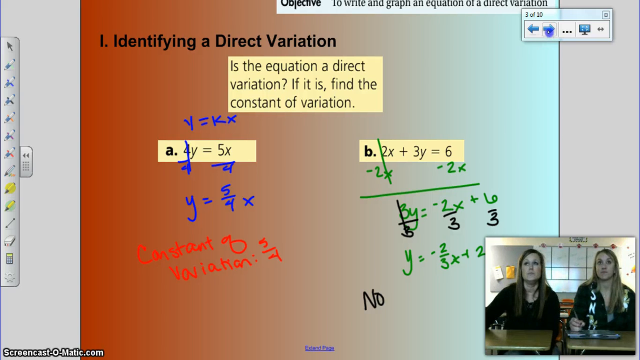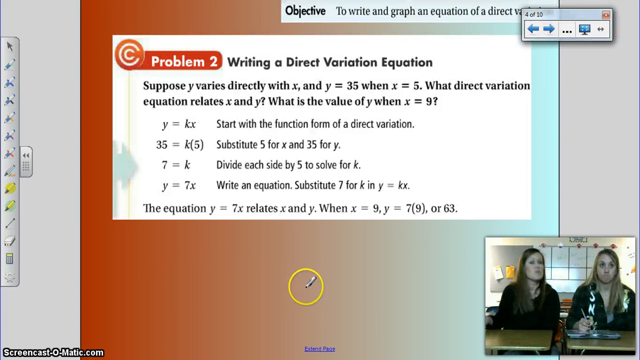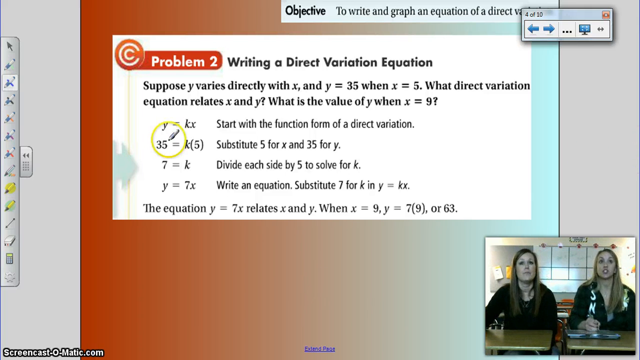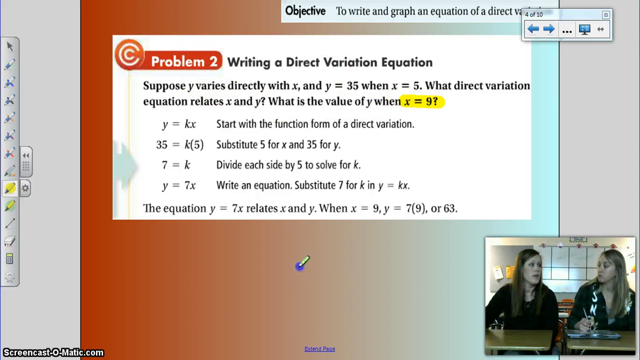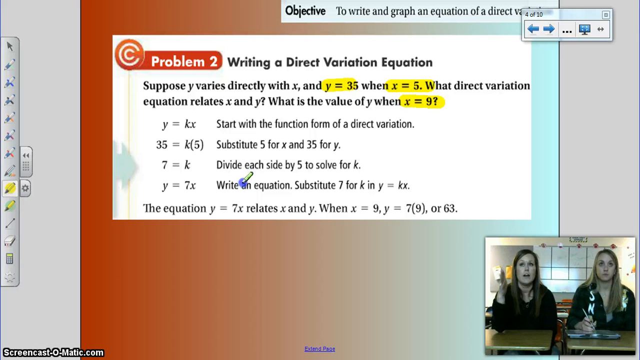Okay, so now we're going to go backwards. We're going to write it in direct variation form. It's a 2-part step. So write this in direct variation form. Then what is it when x is 9? It tells me, suppose y varies directly with x, and y is 35 and x is 5. So it already tells me this is a direct variation.